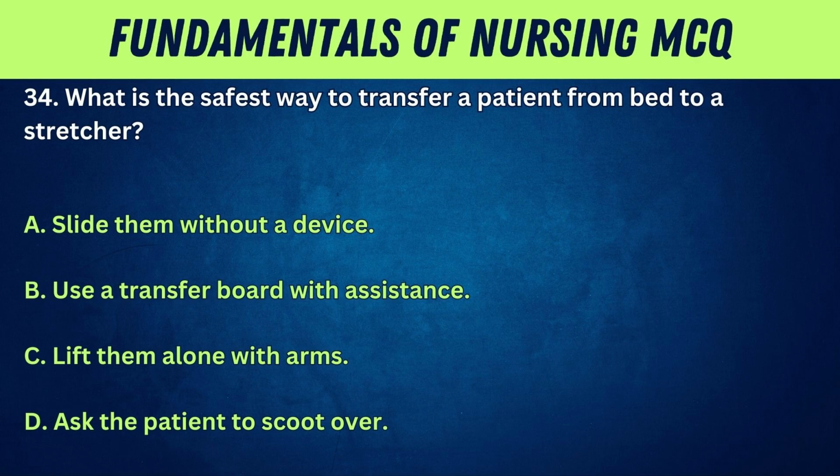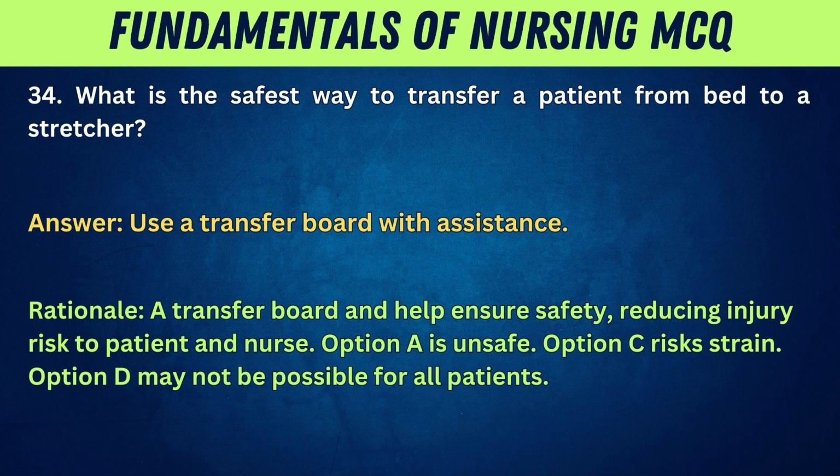34. What is the safest way to transfer a patient from bed to a stretcher? A. Slide them without a device. B. Use a transfer board with assistance. C. Lift them alone with arms. D. Ask the patient to scoot over. Answer: Use a transfer board with assistance. Rationale: A transfer board and help ensure safety, reducing injury risk to patient and nurse. Option A is unsafe. Option C risks strain. Option D may not be possible for all patients.